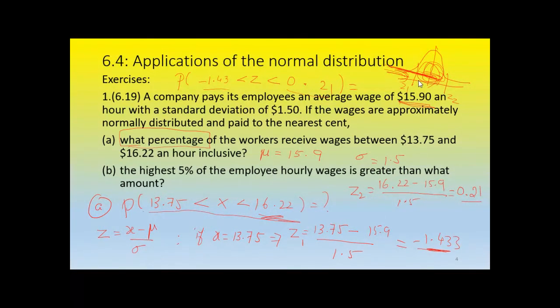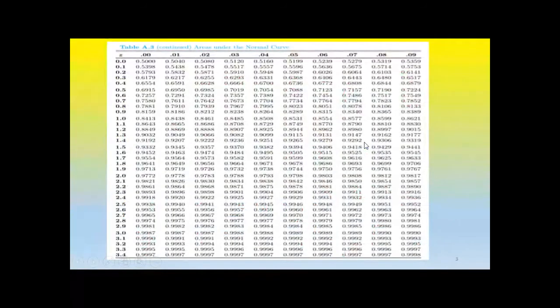Let's find from the table the area to the left of positive 0.21. Go to the positive table. 0.2 is here, and 0.01 is here. It is 0.5832. So the first area: probability of Z less than 0.21 is 0.5832. And now find the probability of Z less than negative 1.43.